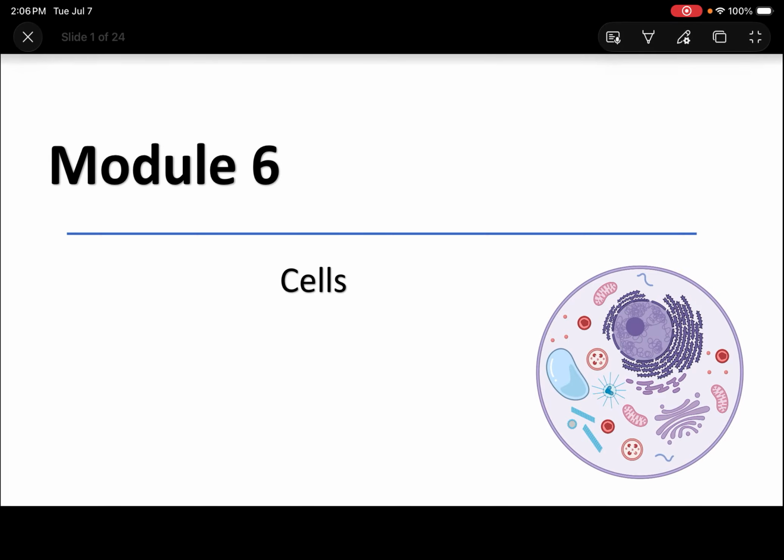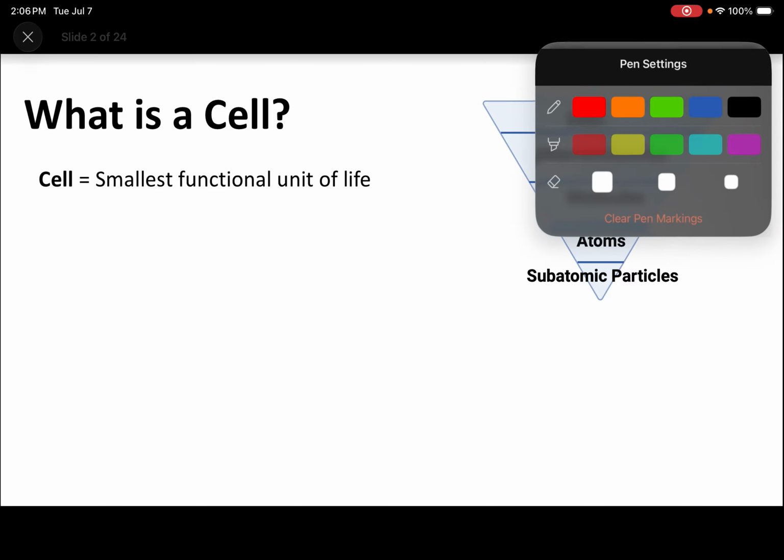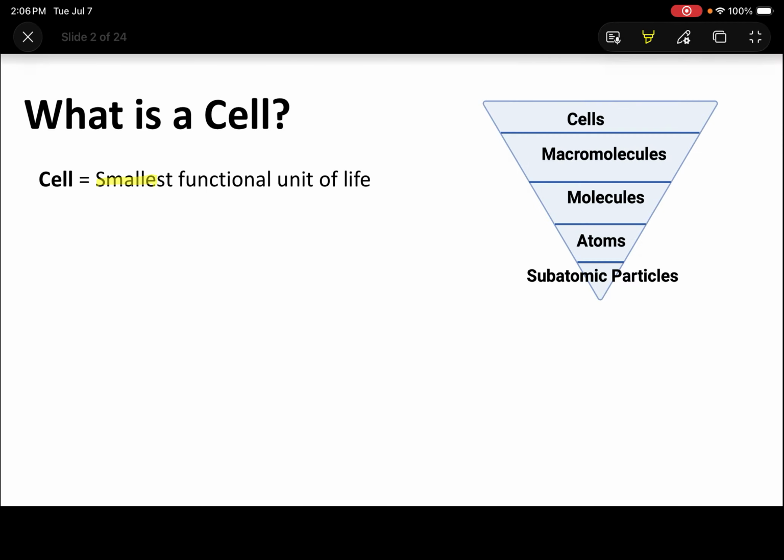Today I'm going to start our series of lectures in Module 6, which is focused on cells. So what is a cell? Cells are considered the smallest functional unit of life, meaning that all living organisms, so all organisms that meet those 8 properties of life, are composed of at least one cell.